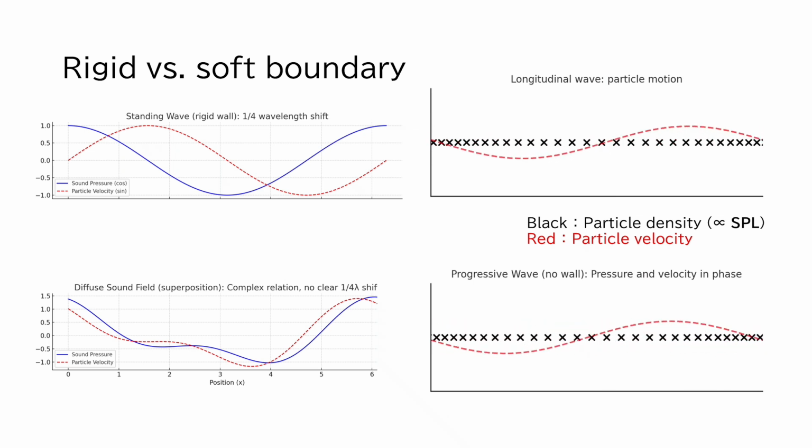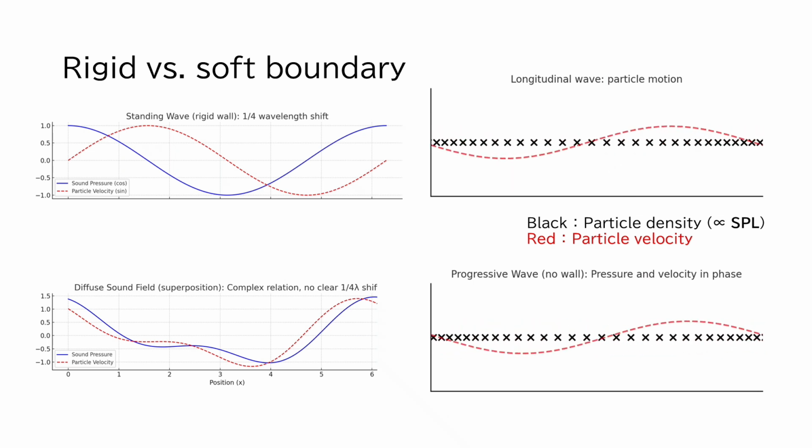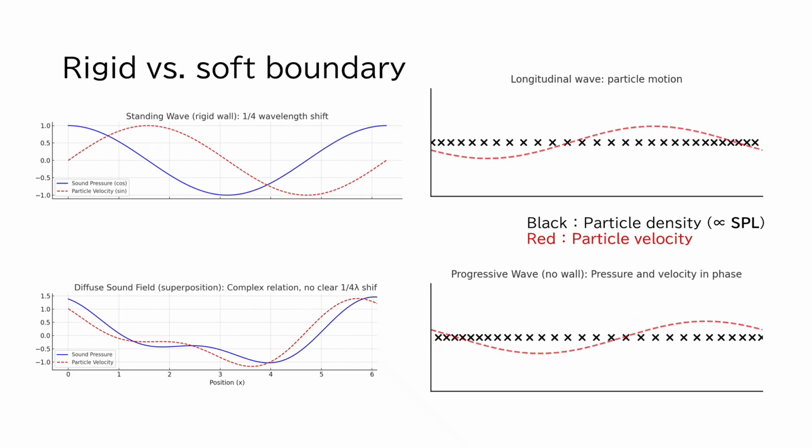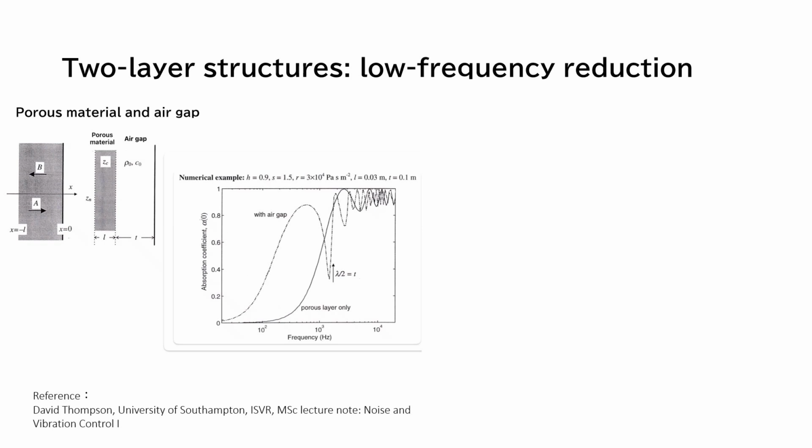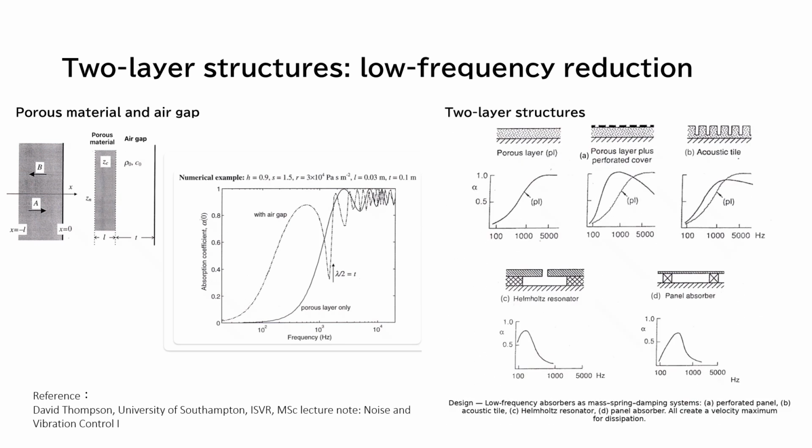Additionally, low-frequency waves have long wavelengths. Simply increasing thickness to meet the rigid wall 1/4 wavelength rule is impractical. Therefore, we introduced the two-layer concept to reduce low-frequency waves. One simple two-layer concept is to place an air cavity behind porous material, which creates surface velocity maxima and more dissipation. There are four representative types of two-layer concepts.